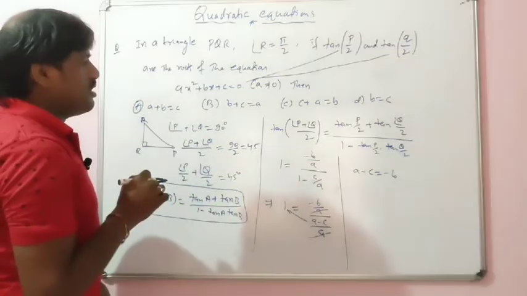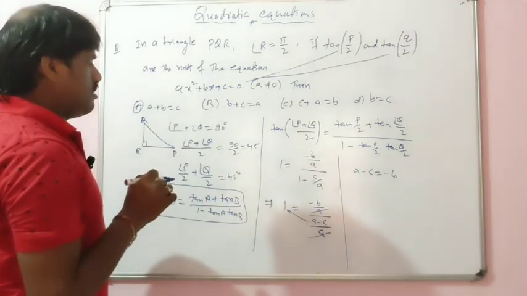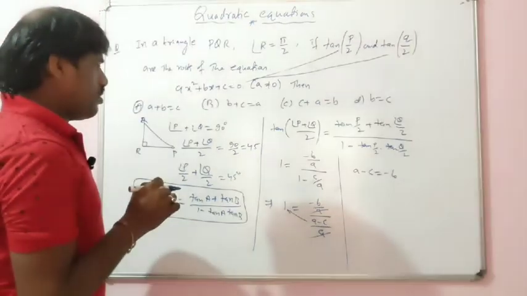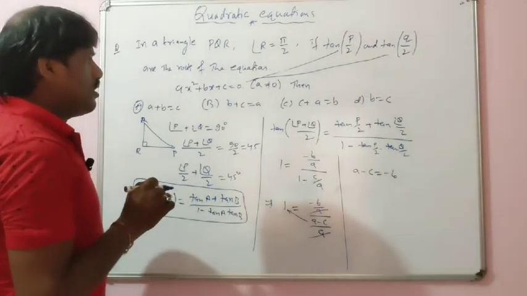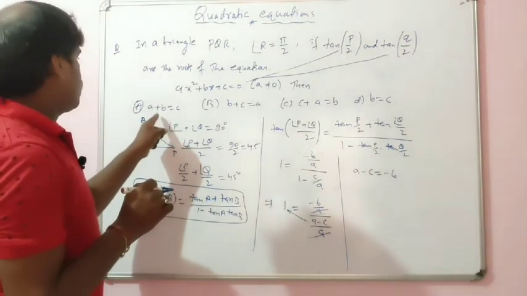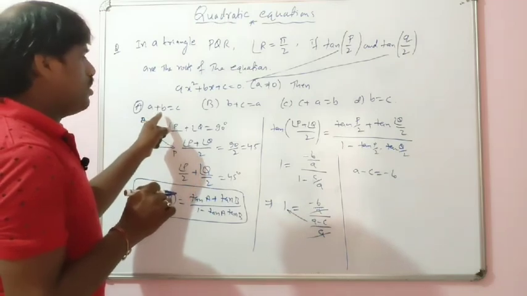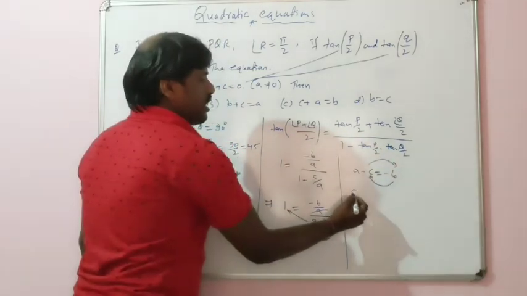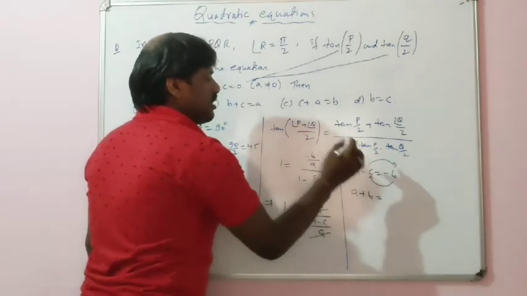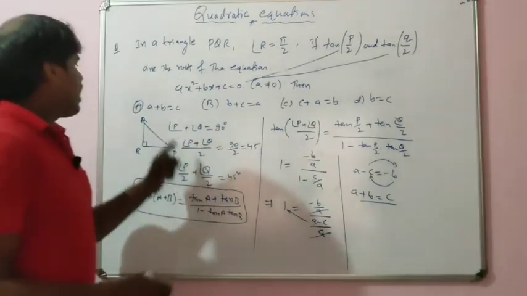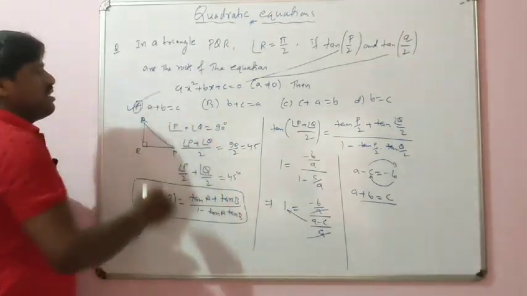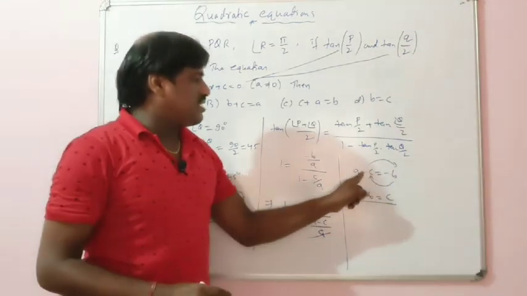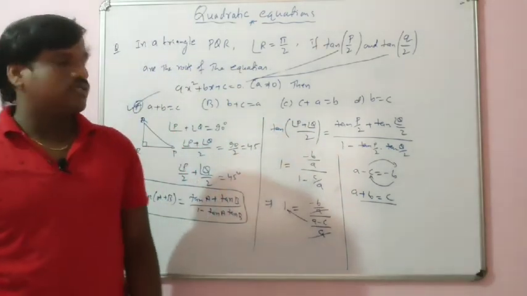Which option is correct? Let us see here. Now, send C to this side and B to this side. So what I get here is A plus B is equal to C. Option A is the right answer. A plus B is equal to C. So B I sent here, C I sent to that side. A plus B is equal to C. This is the answer.